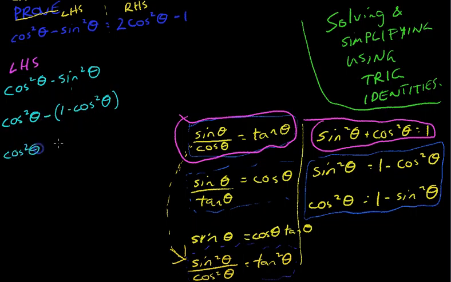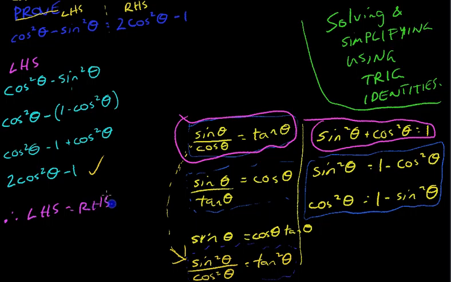Now when I remove those brackets, it's going to be minus 1 plus cos squared theta. And you can group cos squared theta and cos squared theta. That'll be 2 cos squared theta minus 1. So you can see through the simple manipulation of the left-hand side and using our trig identity, we've shown that the left-hand side can be manipulated to look like 2 cos squared theta minus 1, which is what the right-hand side was. So I'll finish off by saying, therefore, left-hand side equals right-hand side. These two things are equivalent because I could use my trig identities to manipulate it to look like that.